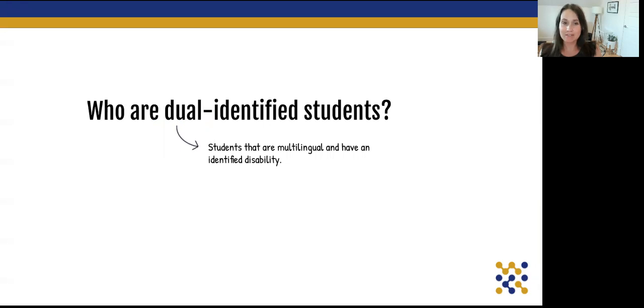So who are dual identified students? This is a term that often gets used without explanation. And when we talk about these students, we're referring to students who are multilingual and have an identified disability. So let's do a little true or false game to address some common thoughts about dual identified students.